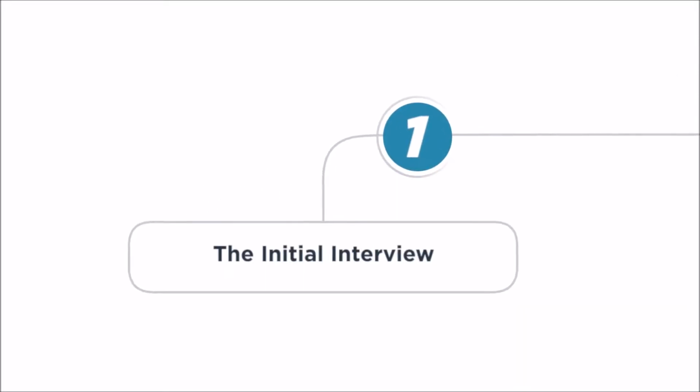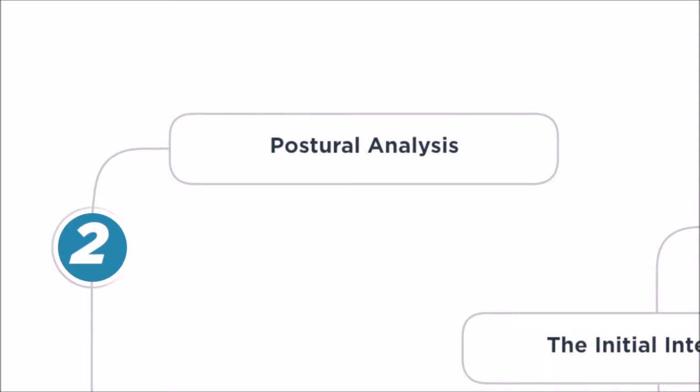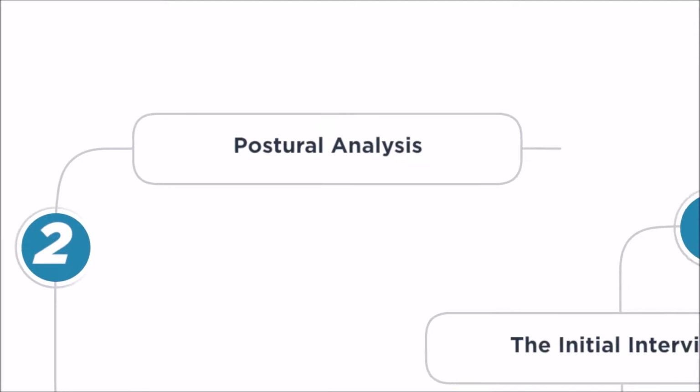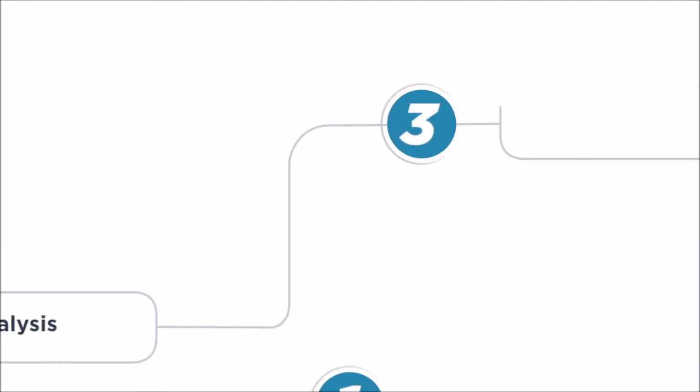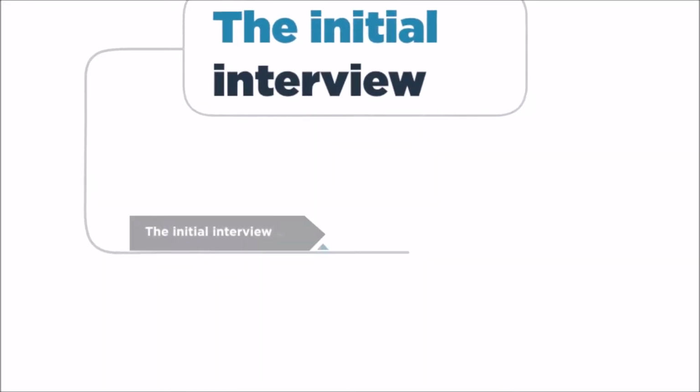In order to gain this information, the following components are included in the assessment process. 1. The initial interview. 2. Postural analysis, while seated in their existing seating system, if the individual has one. 3. Mat evaluation on a plinth. The initial interview is an essential component of the assessment process.